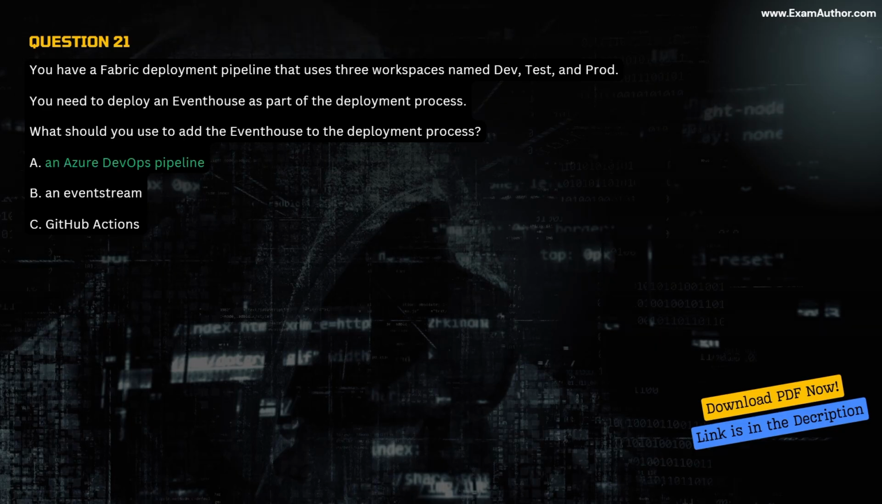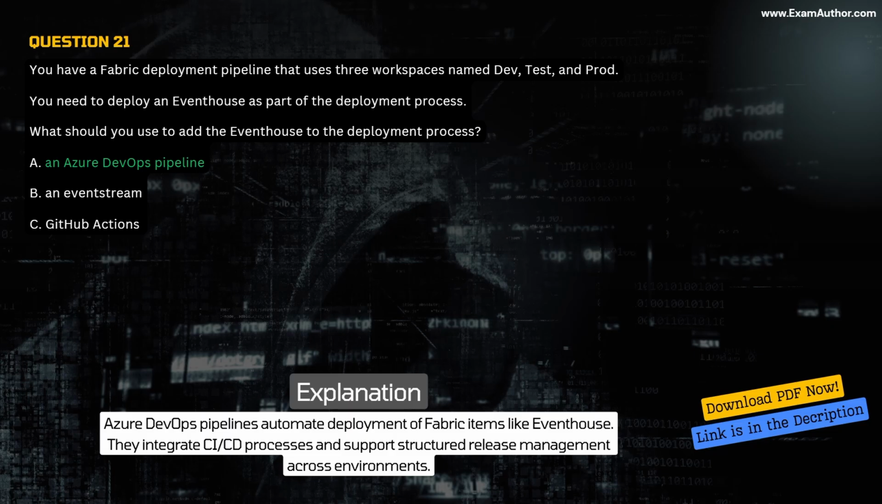An Azure DevOps pipeline. Explanation. Azure DevOps pipelines automate deployment of Fabric items like Event House. They integrate CI/CD processes and support structured release management across environments.